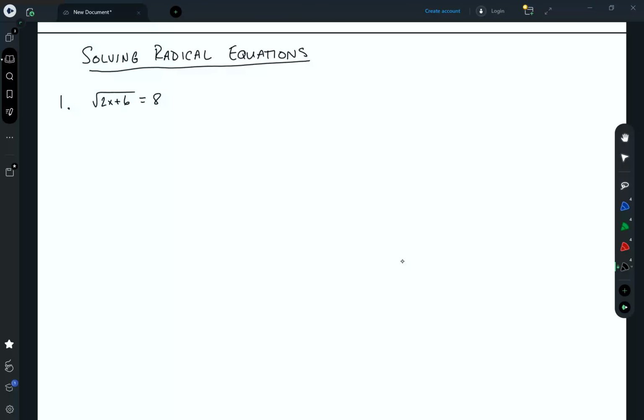This video will look at solving radical equations, specifically equations containing square roots. We'll start with a simpler equation. To solve a radical equation, the first thing we check for is that the radical is by itself. This is already the case here. Next, to undo the square root, we will square both sides of the equation.